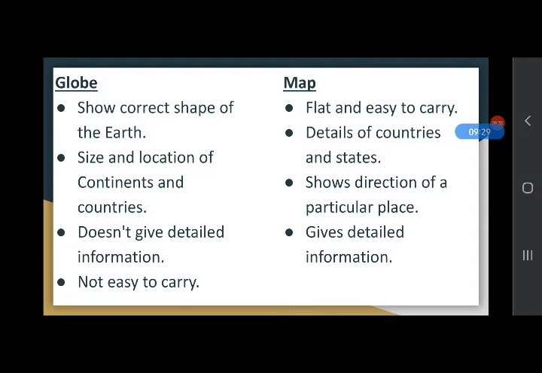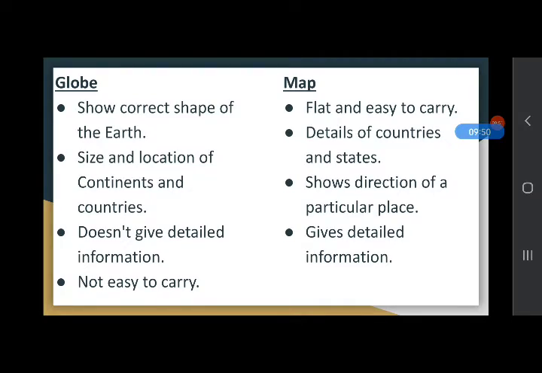And a globe is a proper representation of the earth because it is spherical in shape. We can see all the continents and countries, their locations and their sizes. But a globe does not give us details of places, and it is difficult to carry around.